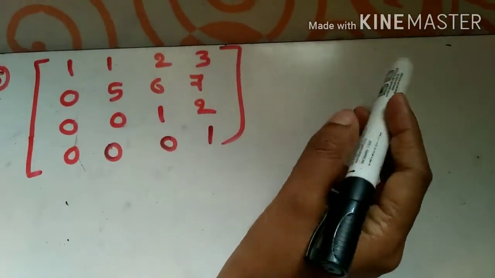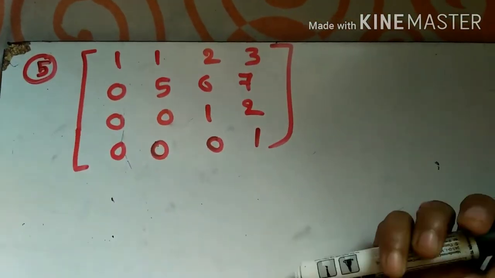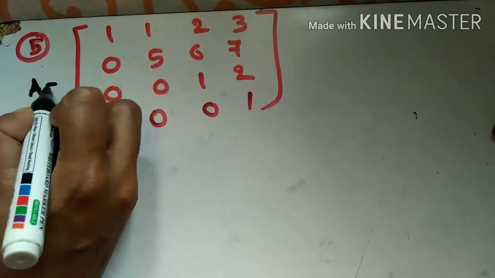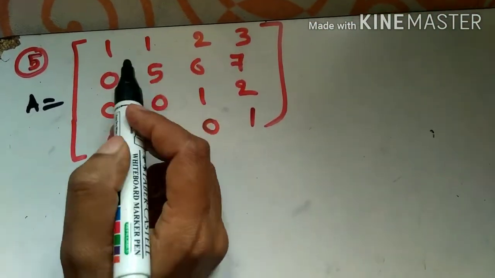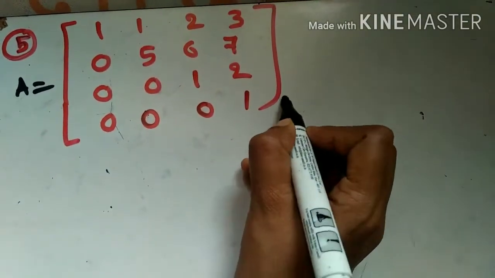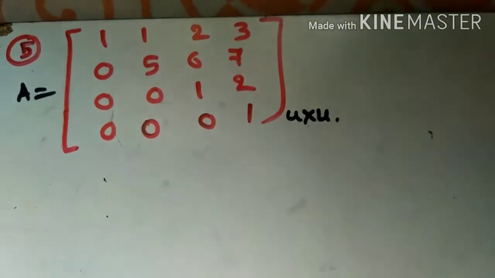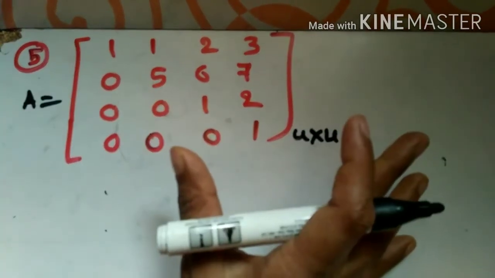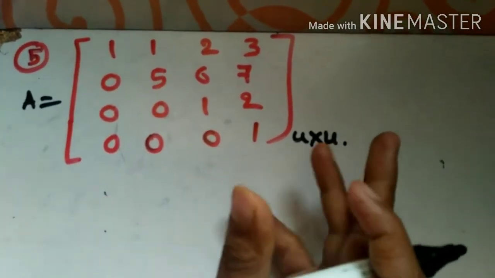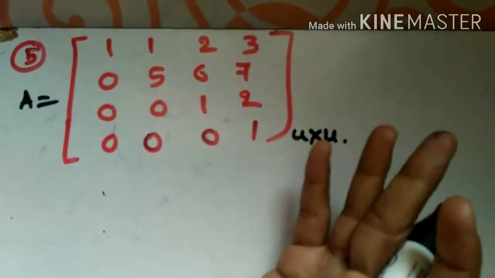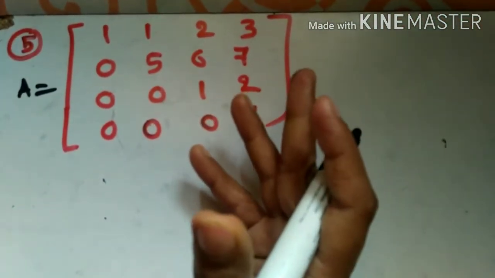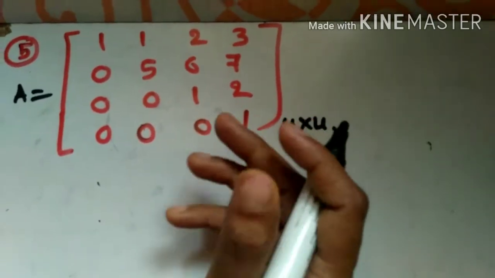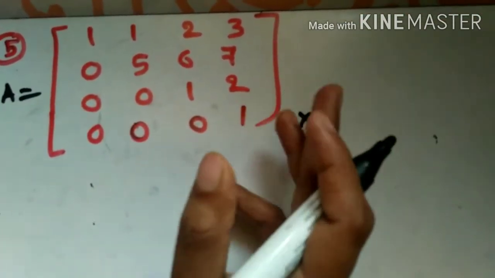So this is my 5th example. Just look at here guys. If I give a name for this as A, what is the order of this one? This is a 4 cross 4 matrix. Now we have to find the eigen values of this 4 cross 4 matrix. But we usually find the eigen values with the help of the characteristic equation, and after we solve that, we say the lambda values are the eigen values.